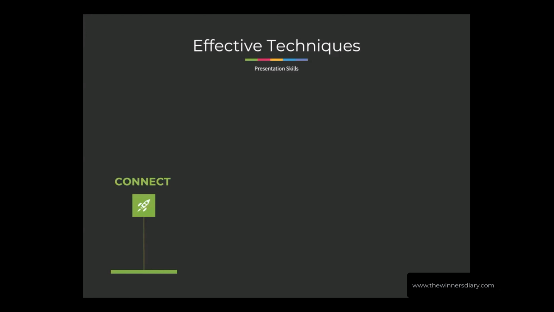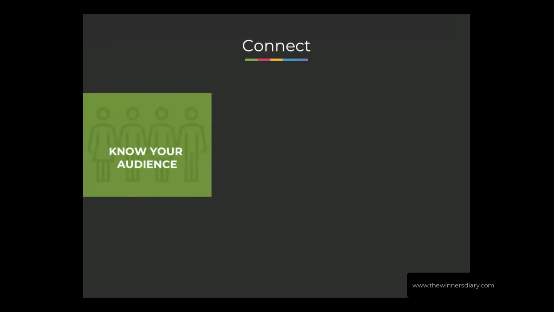What do I mean by connect? Connect here means connecting with the audience. And there are three things that you need to keep in mind. Number one, you need to know your audience. What do I mean by know your audience? You need to know who you're presenting to. See, you'll be different when it comes to presenting to a CEO, and different when presenting to your team. You'll be different when you're approaching a board of directors, and the audience will be different when you're talking to your team members.